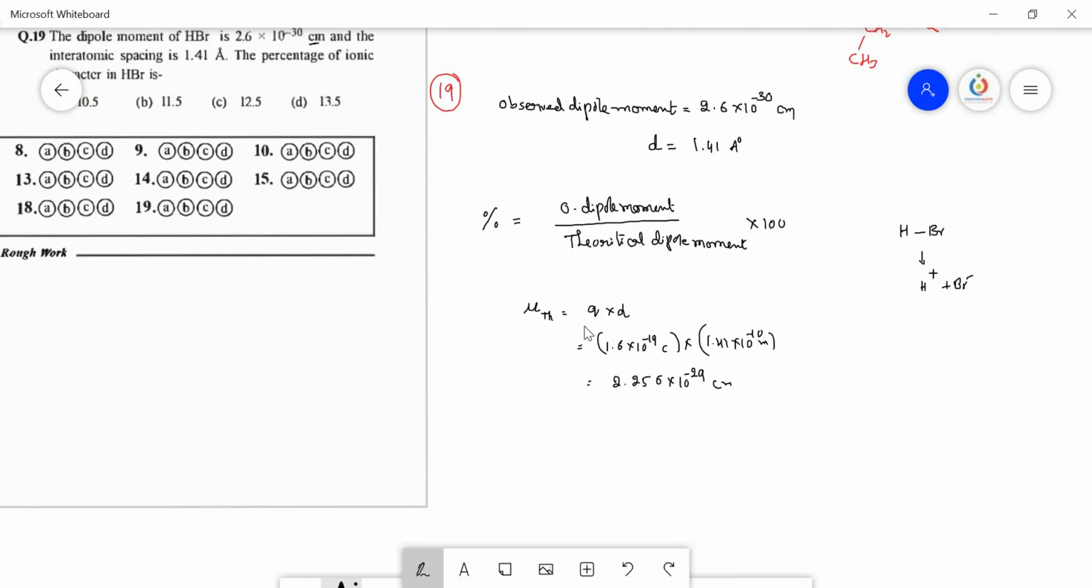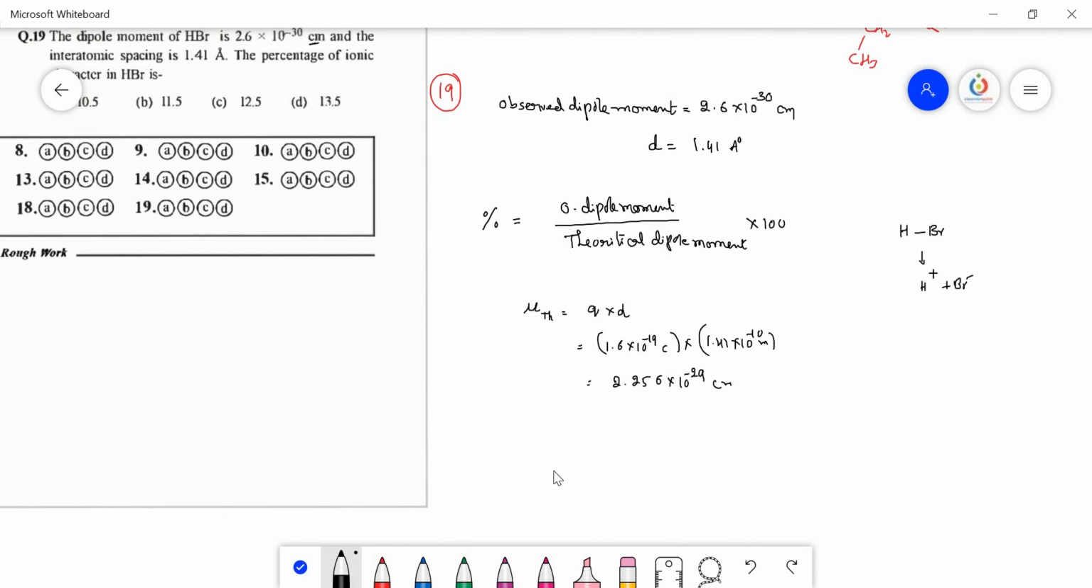Now let us substitute the observed dipole moment value and the theoretical dipole moment value, that is 2.6 into 10 power minus 30 divided by 2.256 into 10 power minus 29, into 100. After solving everything, we get the answer as 11.5. So option B is correct.